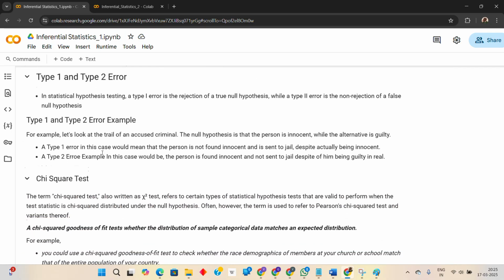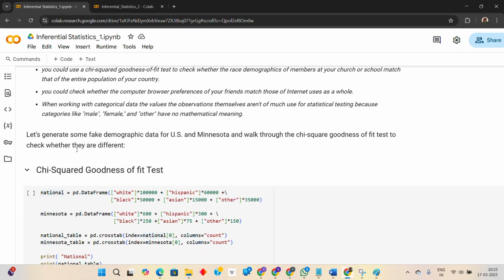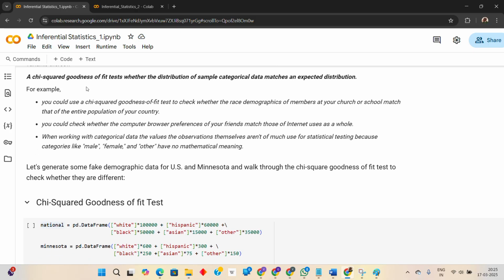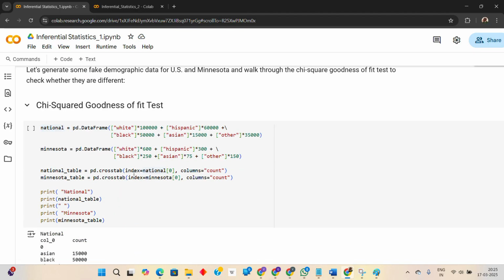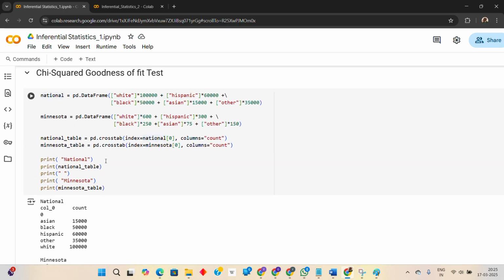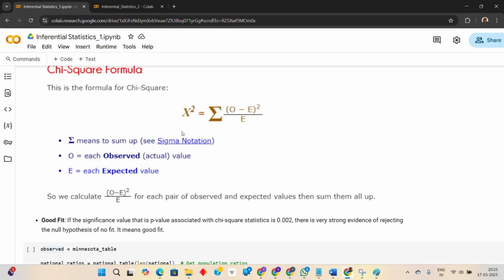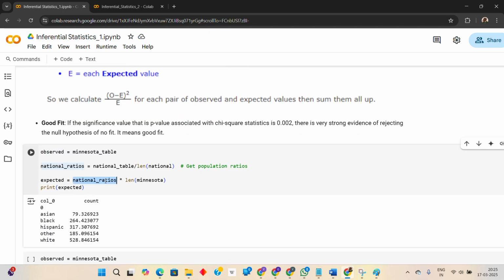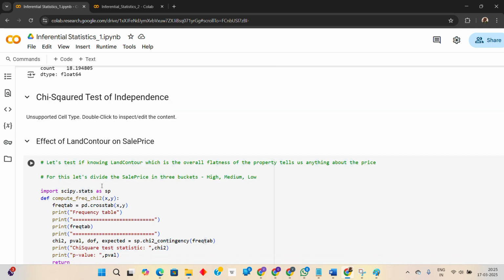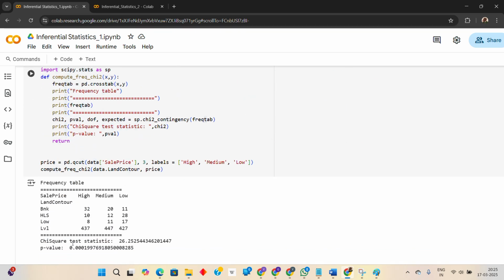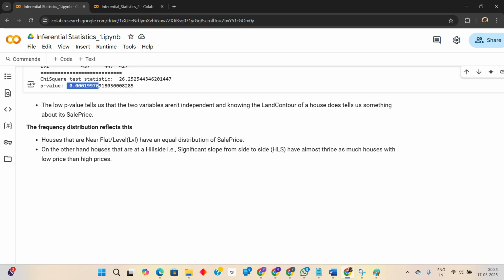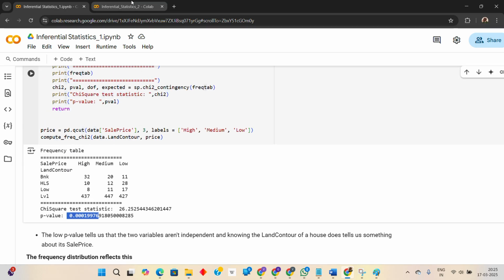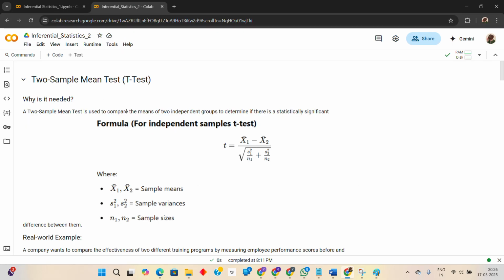And type 1 and type 2 errors we also discussed. The chi-square test we also discussed. The chi-square test is nothing but goodness of fit, with the help of a small data set we used. So this is the formulation. The same thing we implemented here, and then we got the values also. Here you can see the chi-square test p-value is also less than 0.05, which means we can reject the null hypothesis. All these things we discussed yesterday. Go through them. Now we discuss the remaining points.